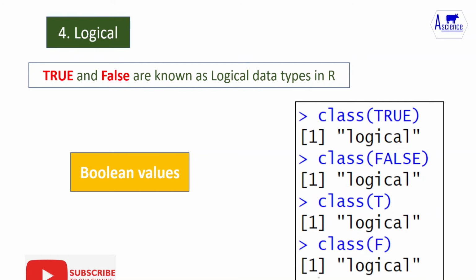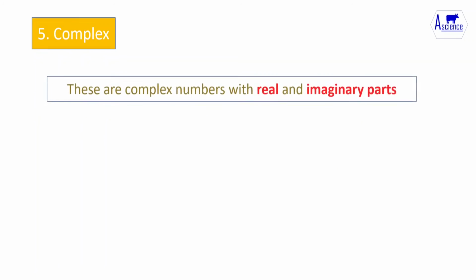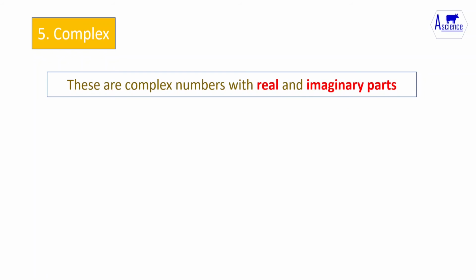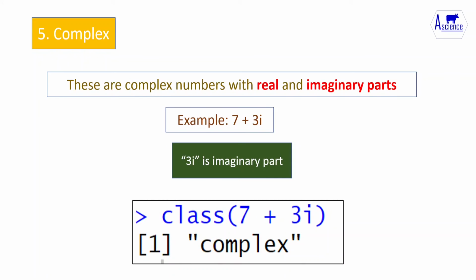The next data type is complex. These are complex numbers with real and imaginary parts. For example, 7 + 3i. Here 3i is the imaginary part.